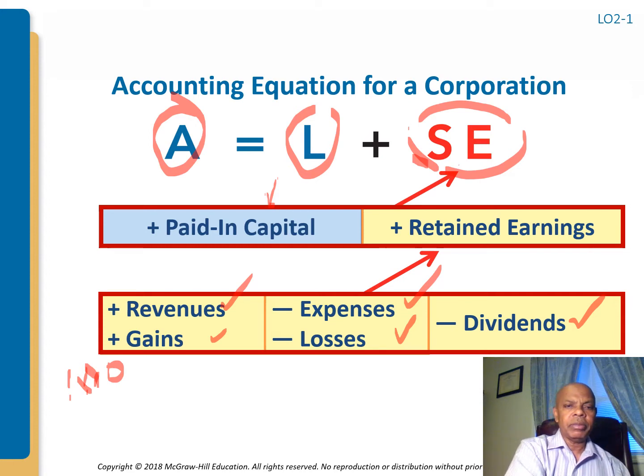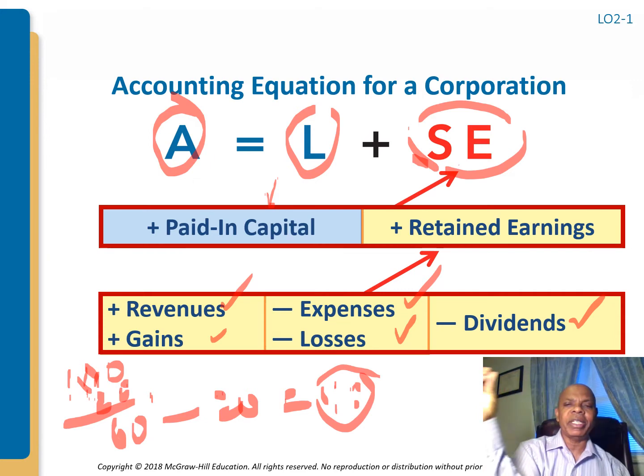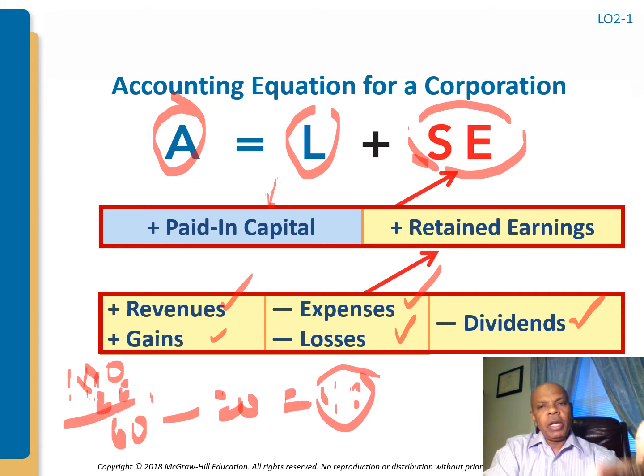So you got 100, say 20. That's 120 minus total expenses. Suppose you say, I don't know, $60. Now you got $60 left, and you pay $20 dividend. Now you got $40 left over for that year. So that gets added to the retained earnings. That's the retained earnings for this year, and we may have some retained earnings from prior years. You keep accumulating it, and sometimes you call it accumulated retained earnings.